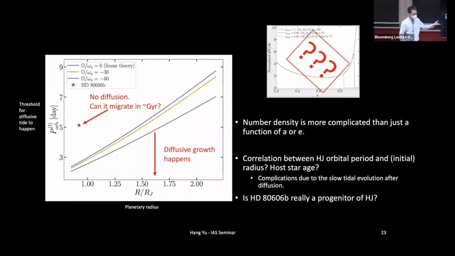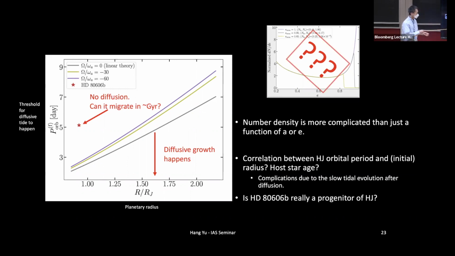This is something I put into the supplemental material, but I guess it's true we might be able to expect some correlation. In the talk I simply treated the number density as a function of the orbital configuration alone, but really the tidal interaction is a very complicated process. It depends very sensitively on things like planetary parameters. For example, this plot shows the threshold for diffusion to happen as a function of planetary radius.